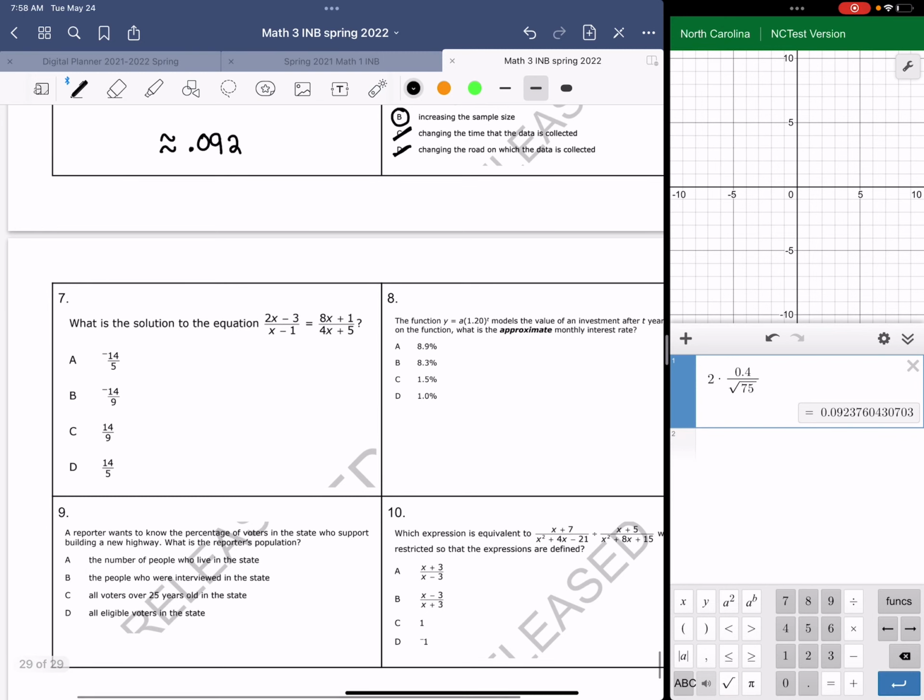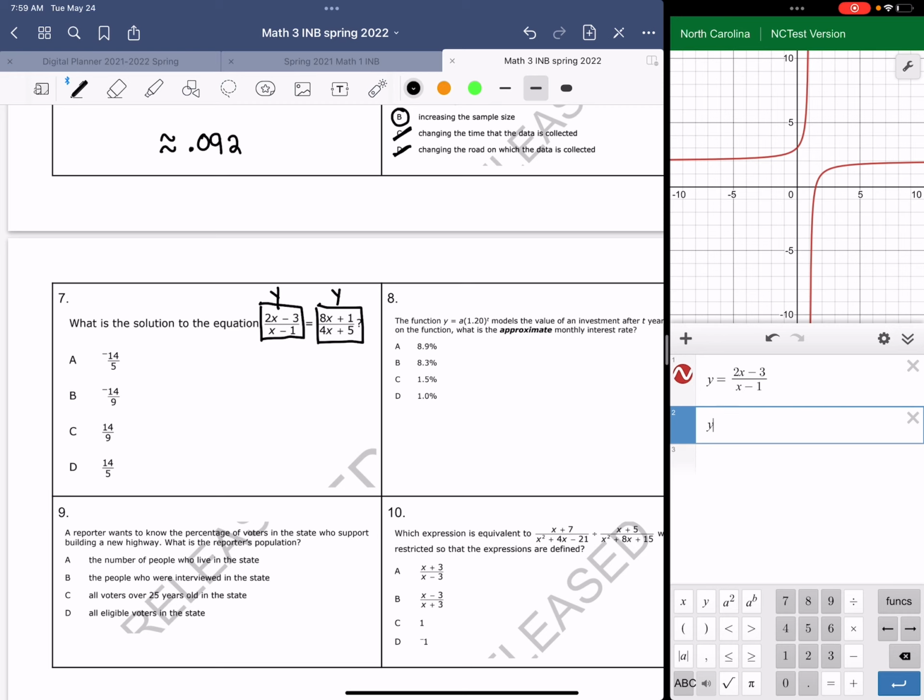All right, so for 7, find the solution. So remember, when we do solutions, you create 2 equations that are y equals equations. So we have y equals 2x minus 3, and we're going to divide that by x minus 1, and then y equals 8x plus 1, and then 4x plus 5. And we find the intersections.